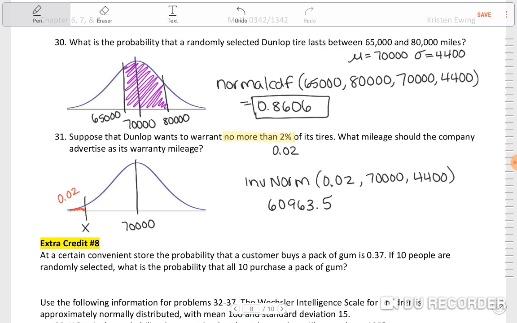So the question is, what's the mileage they should warrant? So if they did 60,964, technically that would be a little bit more than 2%, right? Because you'd be going up over into this range, so it's a little more than 2% that would be shaded. But if you round down, you're going to be a little bit less than 2%. So for this answer, you really technically should round down. If you round it up, I would not count it wrong. But I just wanted you to be aware of why. I will have one similar to this.